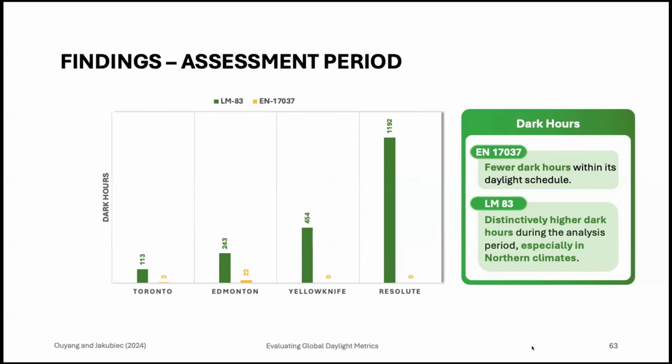To put this in numbers, EN 17037 accounts for significantly lower dark hours within its daylight schedule. In contrast, LM83's schedule reveals a distinctly higher incidence of dark hours during the analysis. LM83's fixed schedule is less adaptable to extreme northern climates, particularly in cases like Resolute, where over 1,000 hours of darkness are factored into the daylight evaluation. This is a significant misalignment with actual daylight availability in northern climates.